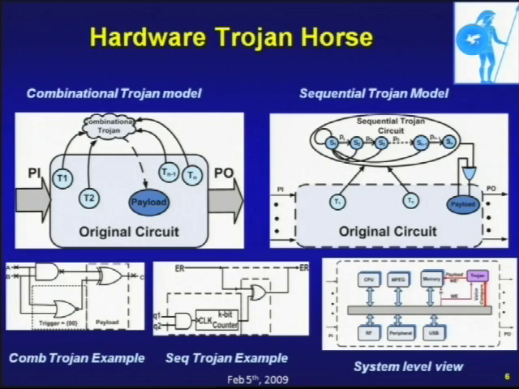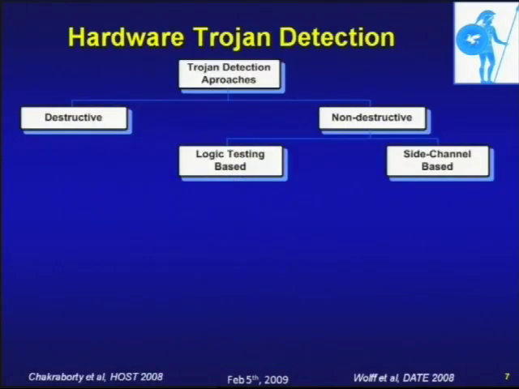So the question is, how do you detect them? How do you detect Trojans? Now there are two broad categories of approaches. One is called the destructive approach, another is the non-destructive approach. In the destructive approach, what you do is tear open the hardware or IC and try to find out whether the actual GDS matches what is fabricated. Now that's a very difficult approach and a very expensive one.